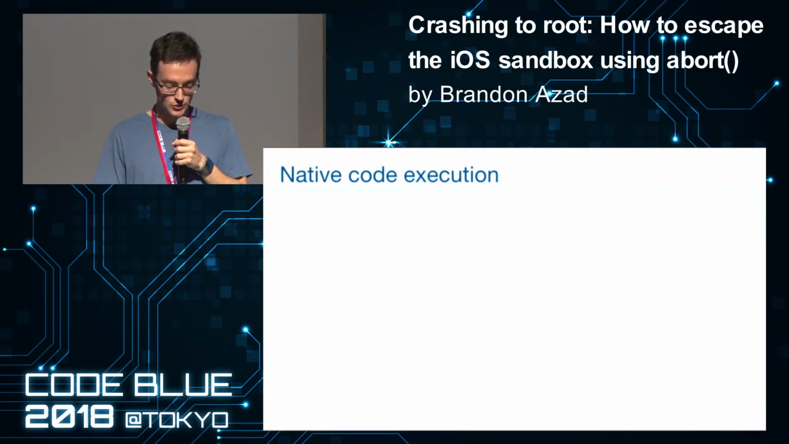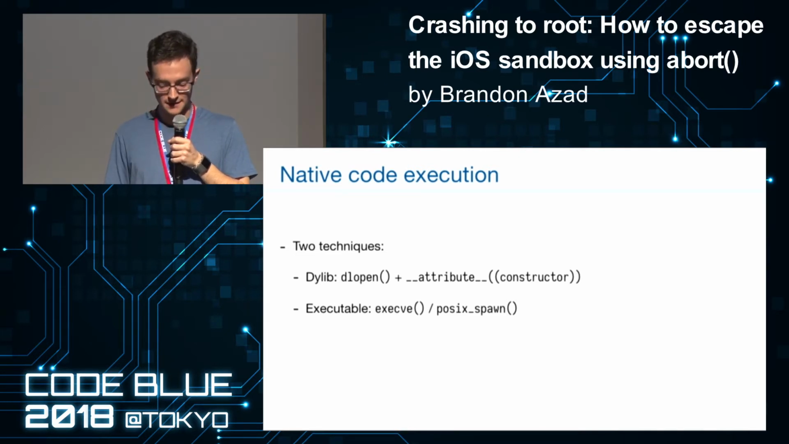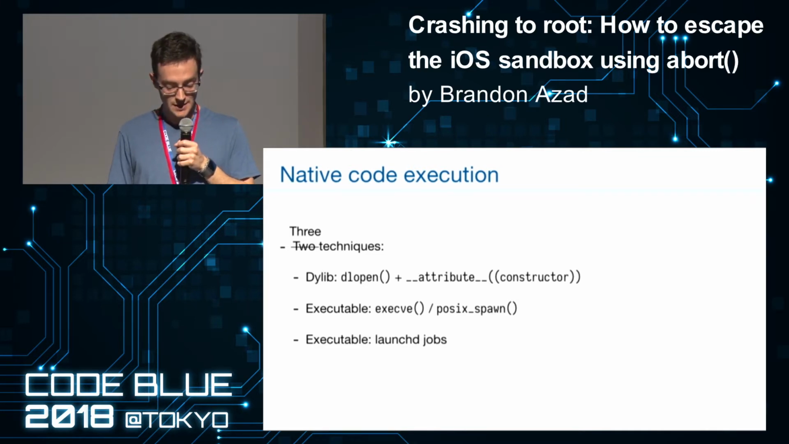So broadly speaking, there are two techniques for getting native code execution. The first is to compile your code into a dynamic library, or dylib, and then call dlopen to load the library in the target process. The second native code execution technique is to compile your code into a Mach executable and then call execve, or posix_spawn, to run it as its own process. Actually, though, while I was reversing launchd, I discovered a third technique for getting native code execution. And it's very similar to the posix_spawn technique, but it takes advantage of launchd jobs. However, at the time that I discovered this technique, it was closely related to a macOS 0-day, so I decided not to use it here.